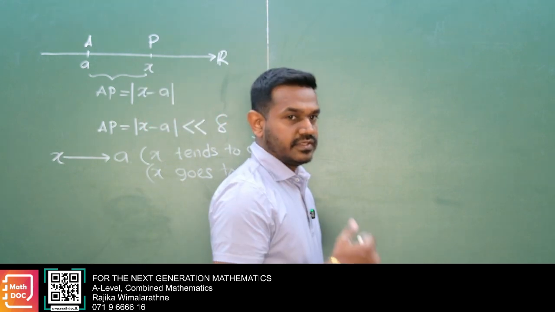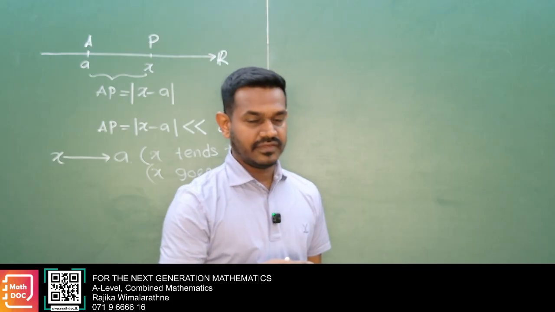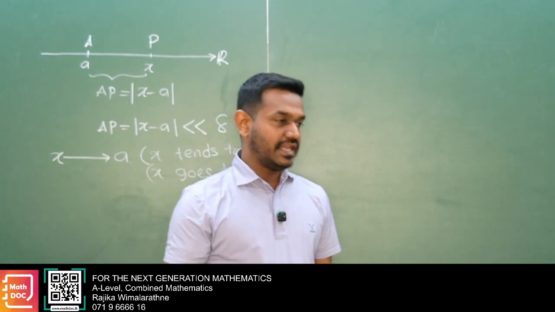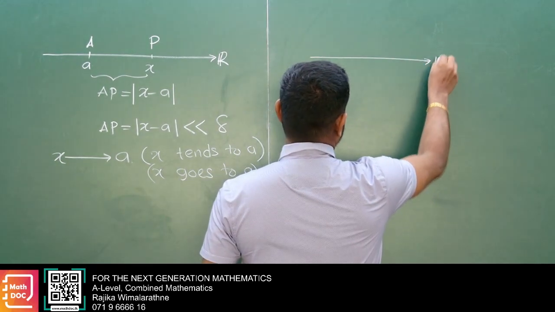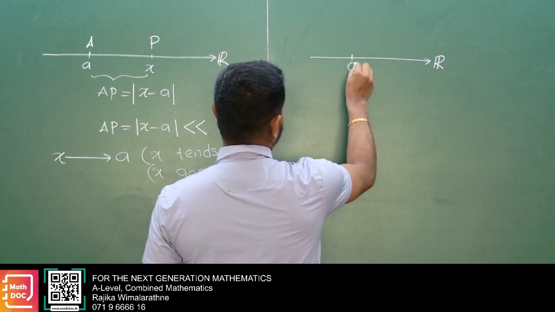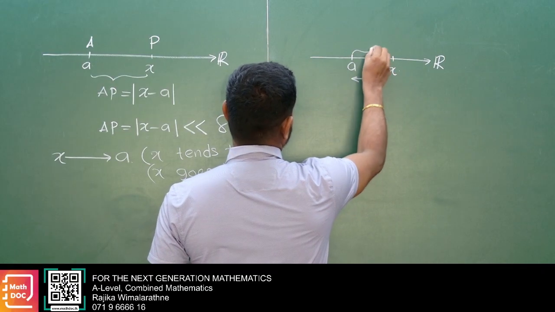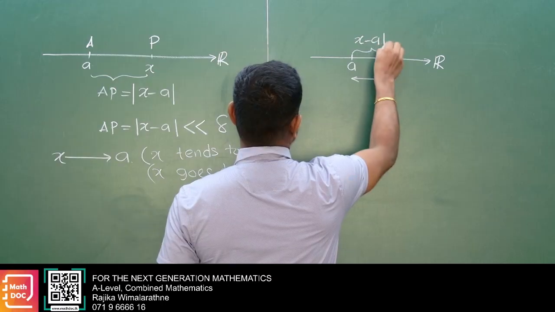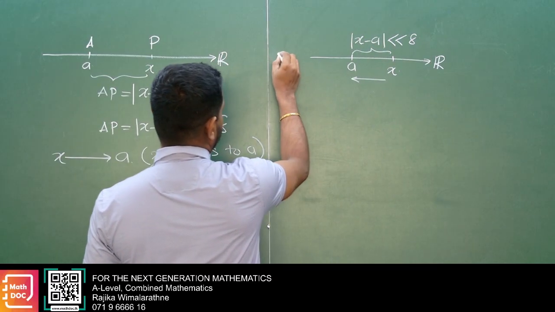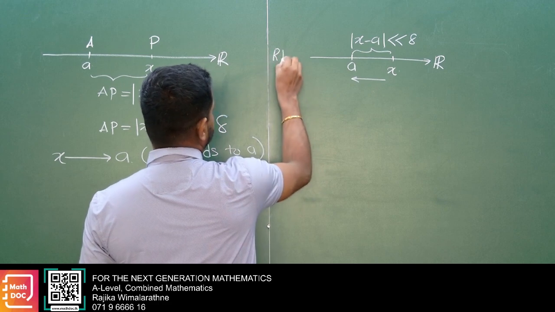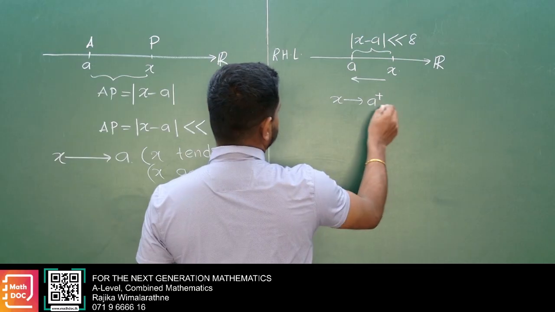Now we identify the variation of x to the right hand side of a as the right hand limit, and the variation of x to the left hand side of a as the left hand limit. Sketch with me now. Here the real number line, here simple a, here x. So it goes like this. Then modulus of x minus a less than delta, here we call the right hand limit. We denote it by x arrow a plus.